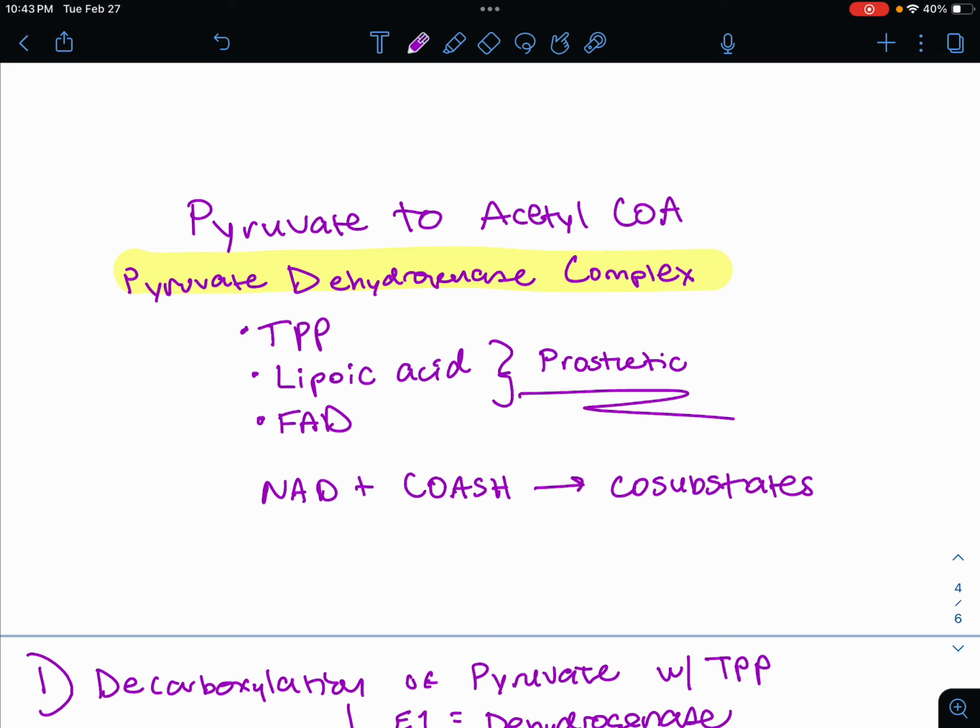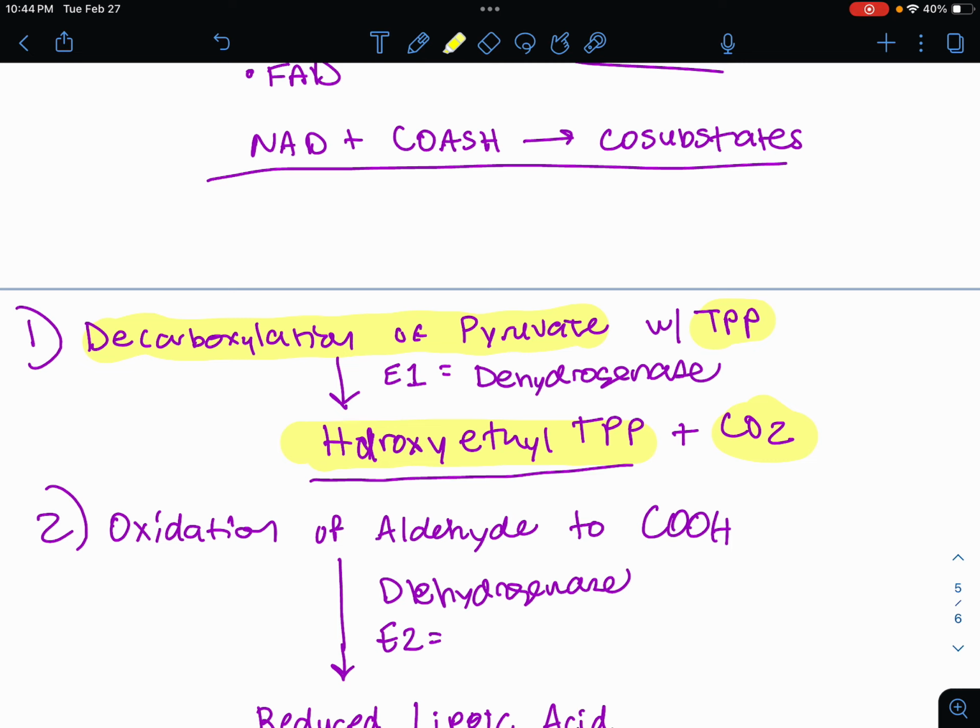Okay, so the first step. So we have our pyruvate. We're going to use decarboxylation on this pyruvate molecule. We also need our prosthetic group TPP, and we're going to then form hydroxyethyl TPP as our main product here. But also we're going to release some CO2 in this first step. We need enzyme 1 in this step as well as the TPP. Enzyme 1 is known as the pyruvate dehydrogenase, so we're going to be using a dehydrogenase in the first step of pyruvate to acetyl CoA.